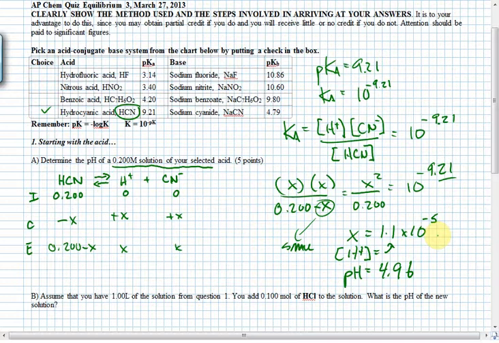All right, that's just a weak acid problem. Hopefully you have that well under control. If not, you know who to see, you know what you need to do.